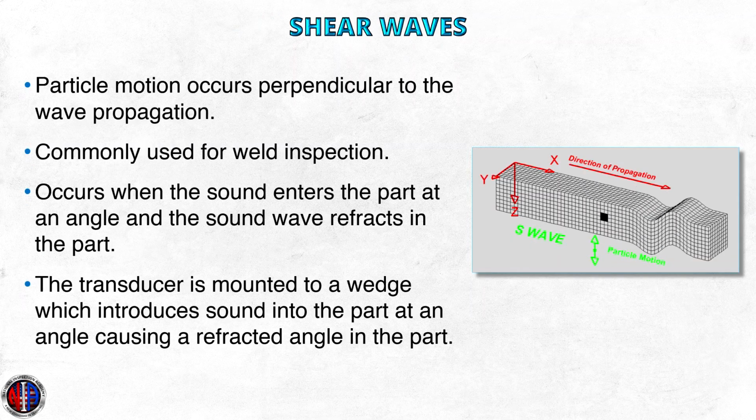Shear waves. Shear waves have a particle motion that occurs perpendicular to the wave propagation. Shear waves are traditionally used to inspect weld areas for manufacturing and service-induced discontinuities. Shear waves occur when the sound enters into the part at an angle and the sound wave refracts in the part, as we previously discussed. The transducer is housed on a wedge to introduce the sound into the part at a specific angle to cause the refracted angle needed for the inspection performed.